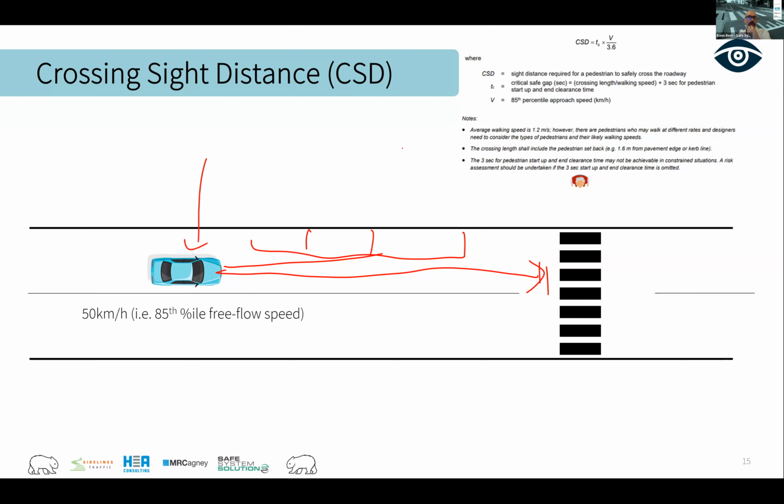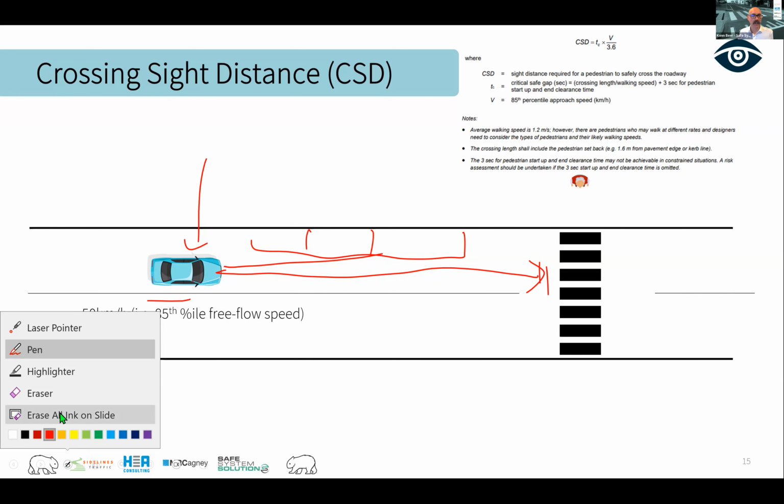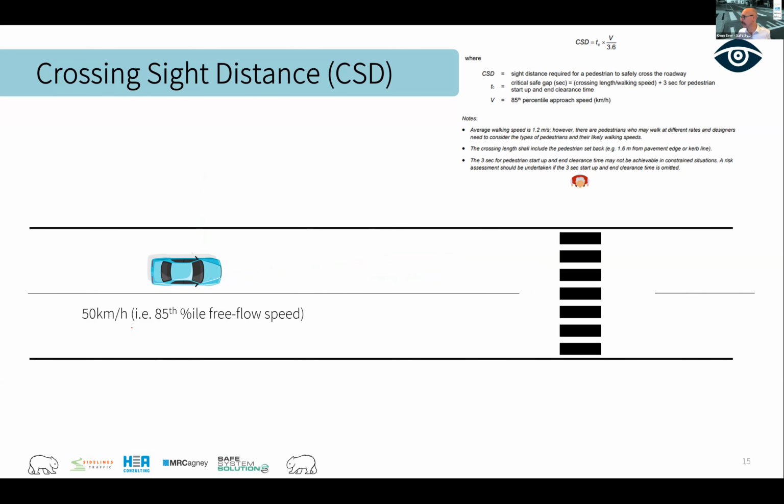So if we take a sort of 85th percentile speed, which we're going to need to understand the approach speed of vehicles to make some of these decisions, we want to ensure that we keep essentially that triangle free of obstacles that are going to block the sight lines for both the pedestrian and the driver in these situations.